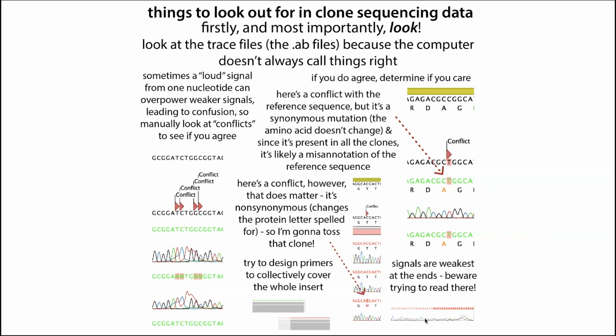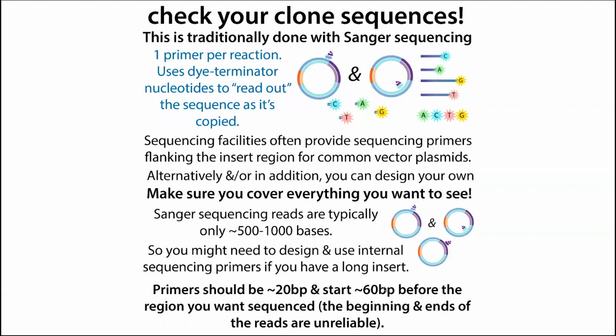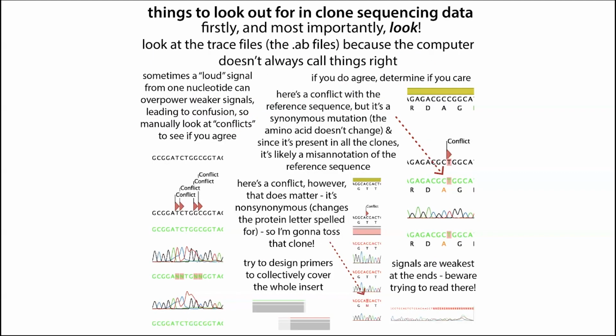And this is why when you're designing your primers, you want to make sure that you're designing your primers to start like 50 or 60 or so before the region that you actually want copied, because you're going to have these weak, messy beginnings and ends.